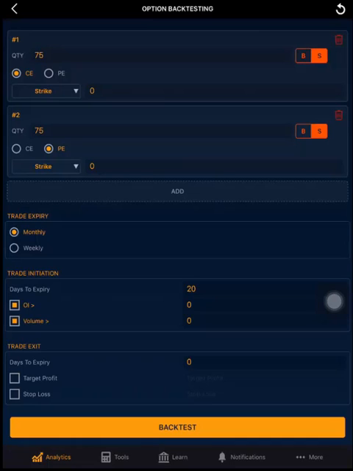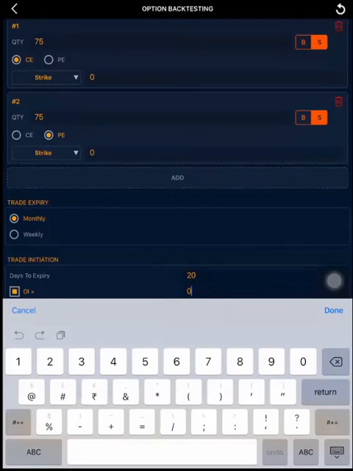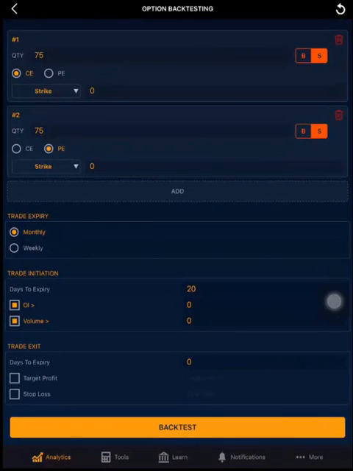So it's open. You can have your own condition; we have kept it positive, but you can have your own benchmark. I want OI to be minimum 10,000. I want volume to be minimum 10,000. So you can define your own parameters. Target profit, stop loss, that we will understand.